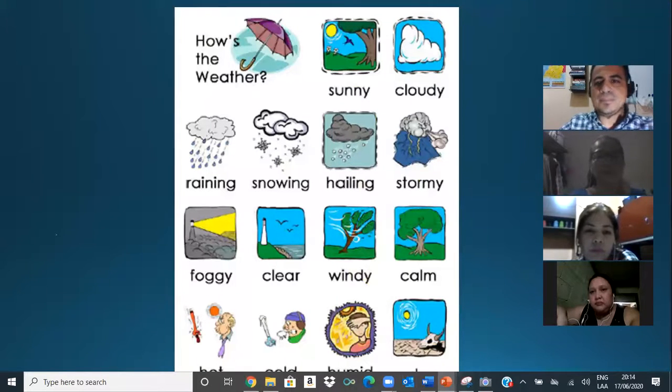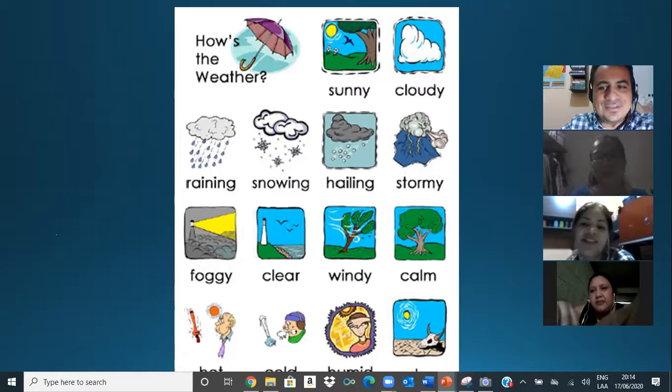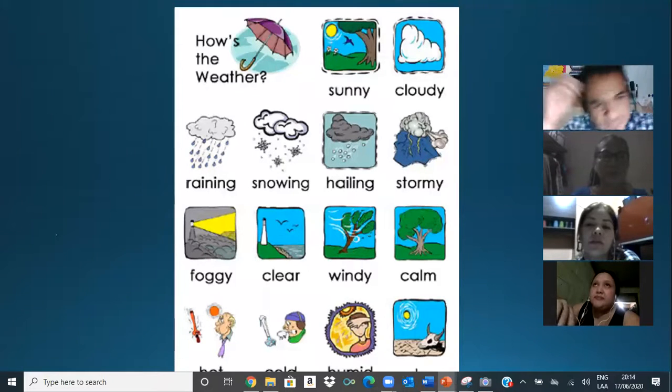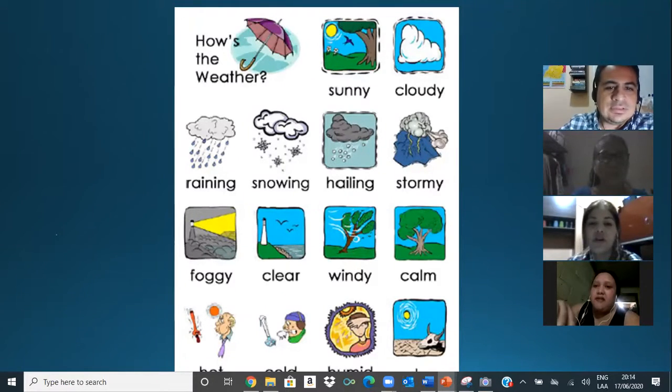Repeat. Sunny. Cloudy. Raining. Right now in El Salvador, you can say it's raining. Rain. Snowy. Hailing. Stormy.